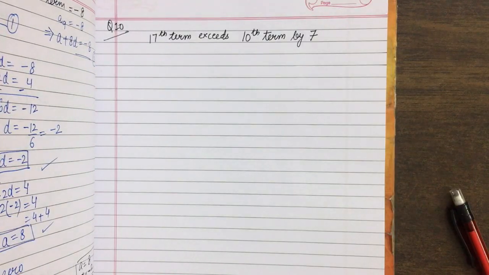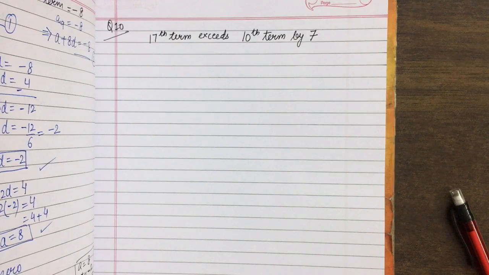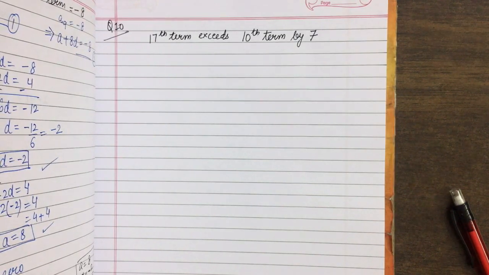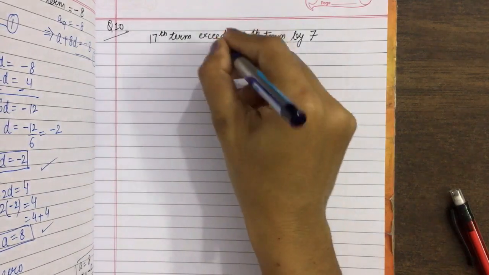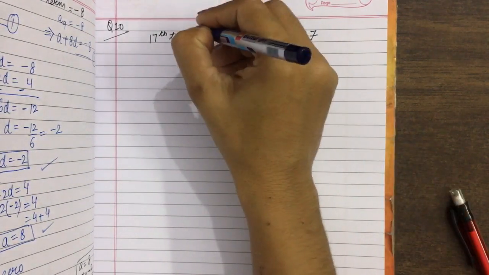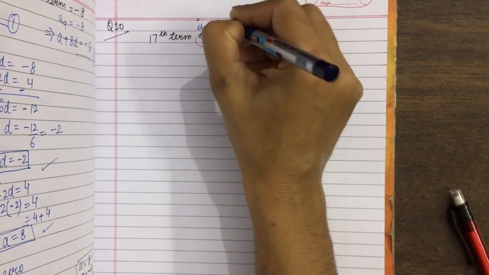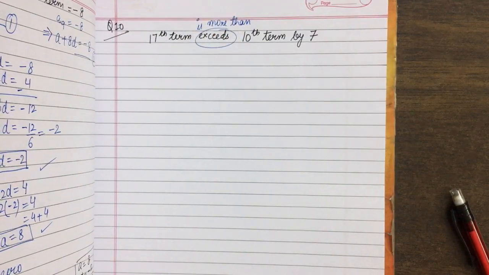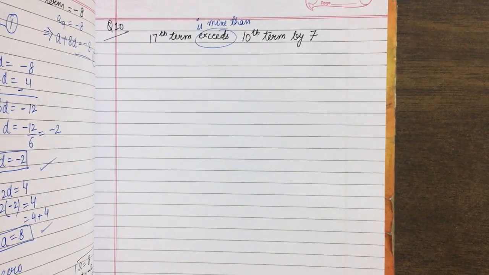You have been given that the 17th term exceeds 10th term by 7. Now it's important to understand what this means. The word exceeds, it means more than. To exceed means to be more than. So 17th term is more than 10th term by 7. If I had to write this mathematically, how would I write this down?